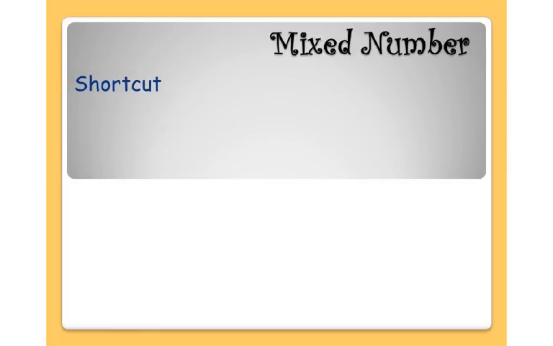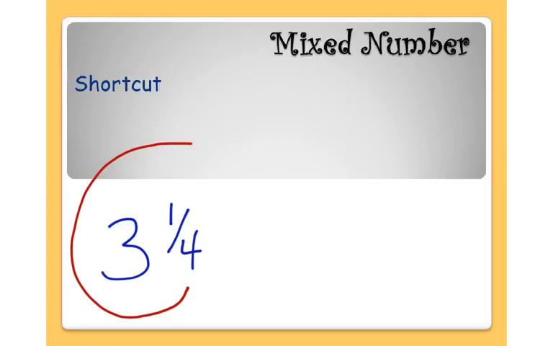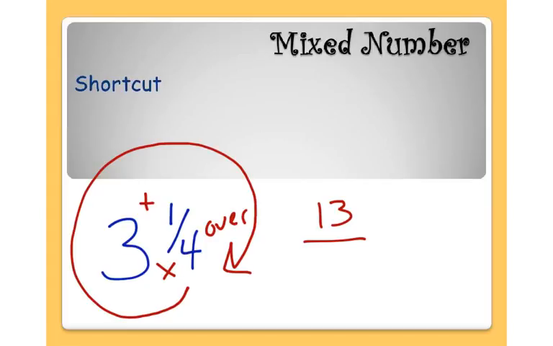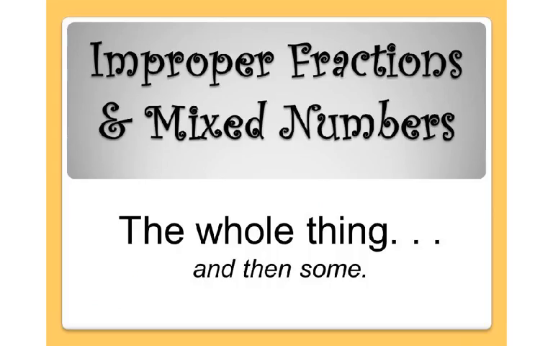Here's another example. If I had 3 1/4, following the shortcut method, I start at the denominator, work my way around clockwise until I end at the denominator. So I do 4 times 3 plus 1 over the denominator of 4. So 4 times 3 is? 12 plus 1 is? 13, all over the denominator of? 4. I don't change the size of the pieces, I keep them as fourths. So 3 1/4 equals 13/4. And that's how improper fractions and mixed numbers are related.